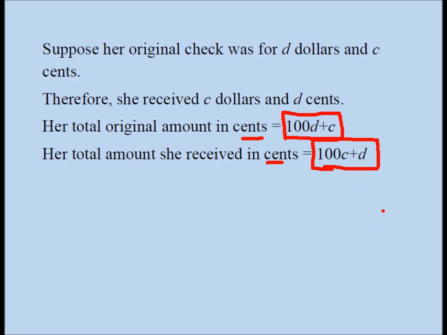We're converting everything to cents just to be consistent. I could have chosen dollars, but I chose cents because that way I can avoid decimals. So once again, you want to make sure you understand this slide. What we are trying to say here is that she should have gotten 100 times D plus C cents originally, according to her check, but she received 100 times C plus D cents.